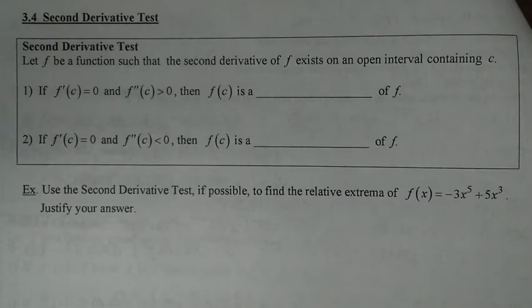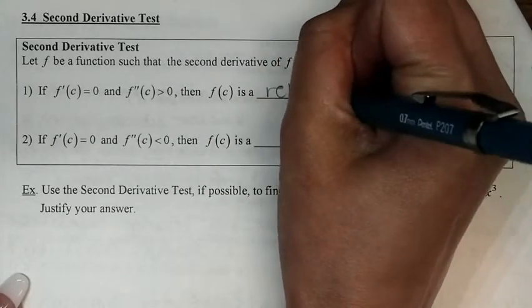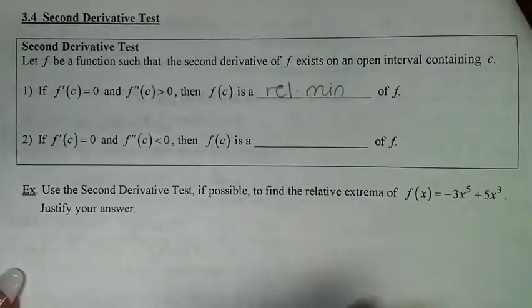Guys, today we're going to learn about the second derivative test. The second derivative test says the following. Let f be a function such that the second derivative of f exists on an open interval containing c. If f prime of c is equal to 0 and f double prime of c is greater than 0, then we can say that f of c is going to be a relative minimum of the function f.